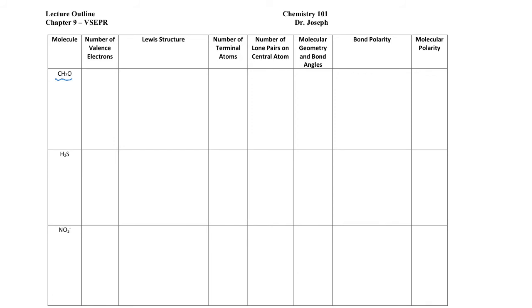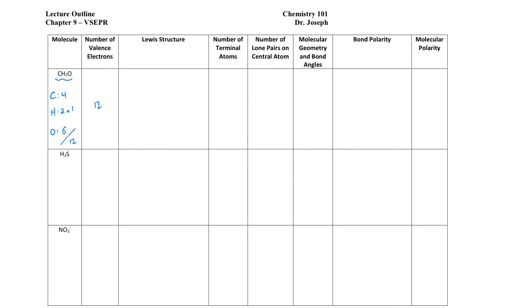We have 3 different atoms here. We have a carbon, which is in group 4, so it has 4 valence electrons. We also have hydrogen, and there are 2 of them, and each one brings 1 electron. So we have 2 times 1 for the valence electrons. And then we also have oxygen. Oxygen is in group 6, so it has 6 valence electrons. So if we add all of these up, we get a total of 12 valence electrons.